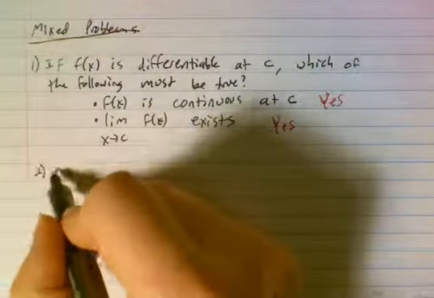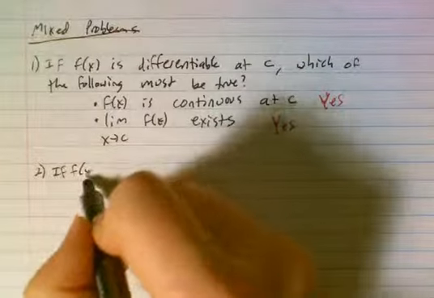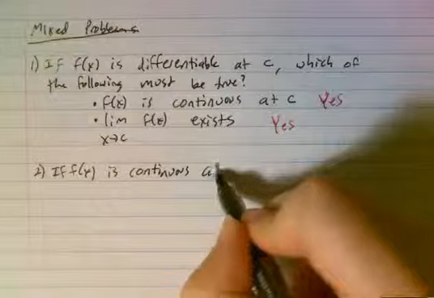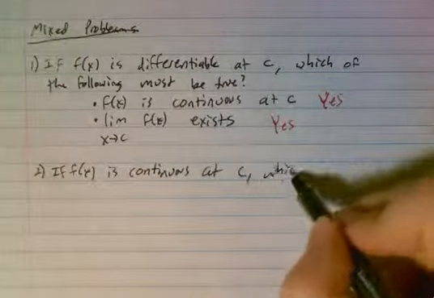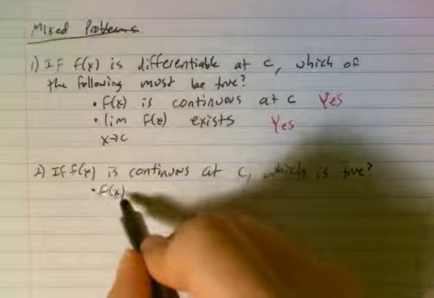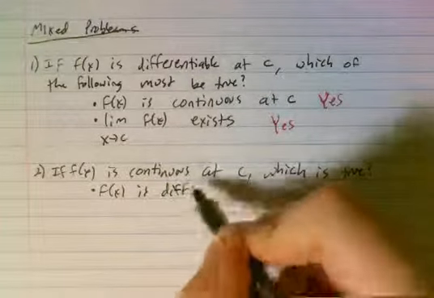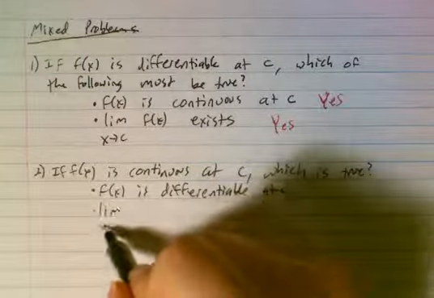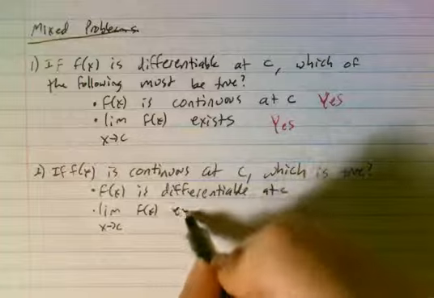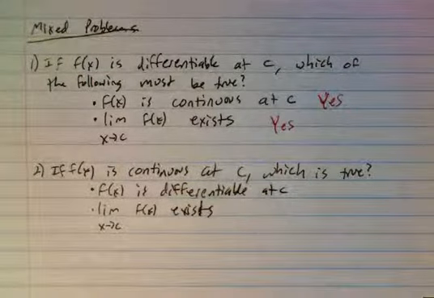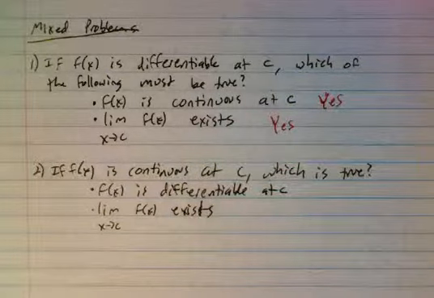However, if f of x is continuous at c, which is true, is f of x differentiable at c? Does the limit as x approaches c of f of x exist? Well, just because a function is continuous doesn't mean it has to be differentiable.